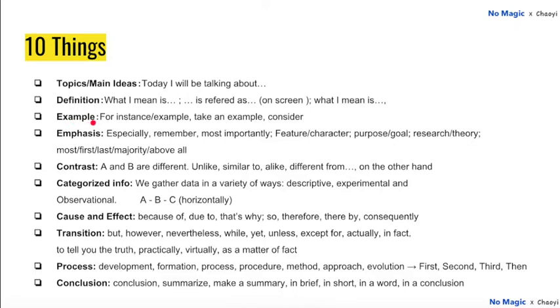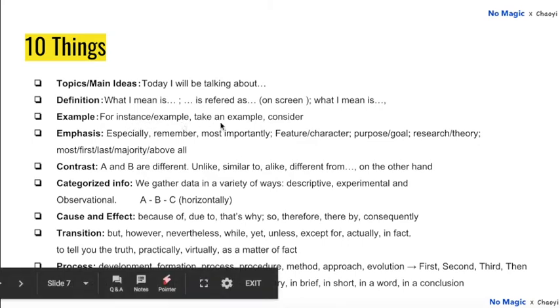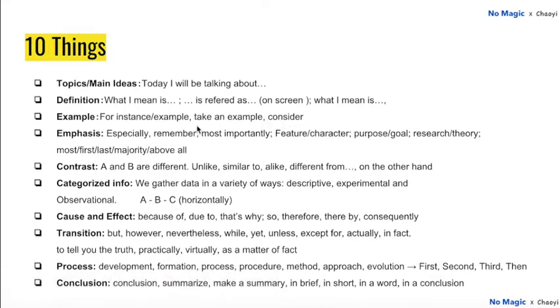Also, capturing examples is important. Examples are always used by professors or speakers when they are trying to explain something or provide more details about something. So you should always try to capture examples, and it is not difficult because the speaker will always say words like, for instance, for example, take an example, or consider some kind of situation. Those are the signal words for examples.